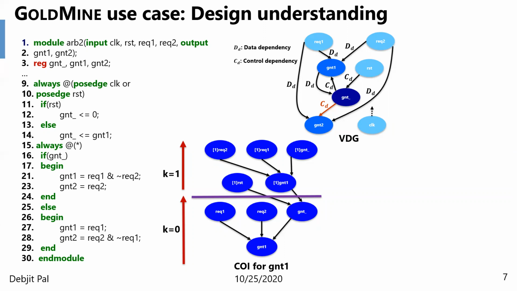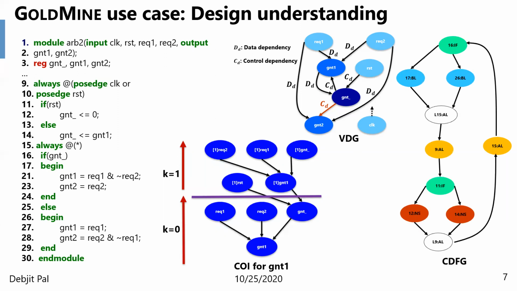In addition to the variable dependency graph, and to find out the sequential dependencies, GOLDMINE can also construct a control data flow graph, or CDFG, for a complete design to capture different control paths and data flow across each such path. We use all these different static analysis information in multiple downstream components of GOLDMINE.